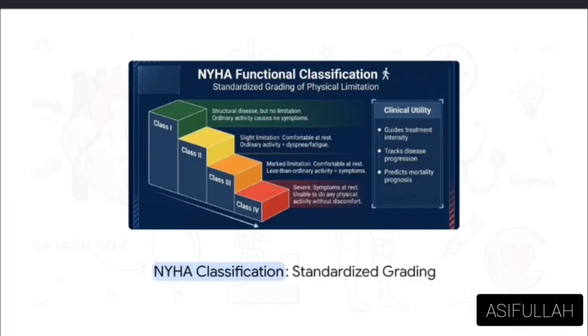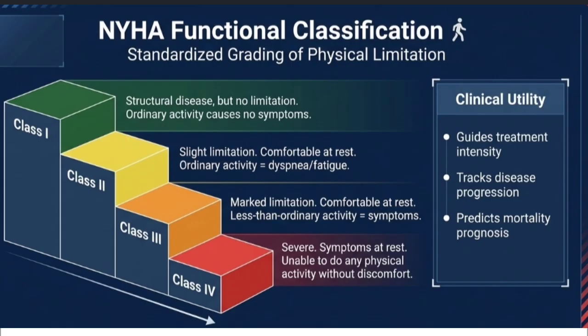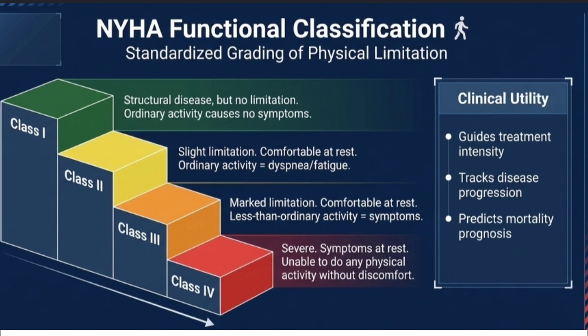Think of this classification like a staircase tracking the progression of the disease. At class 1, there is structural disease, but ordinary activity doesn't cause any symptoms. Take a step down to class 2, and you start seeing slight limitation. Class 3 is a big drop. Even less than ordinary activity causes symptoms. In class 4, that is the absolute bottom of the stairs. The patient is totally unable to do any physical activity without discomfort. We rely heavily on this grading to figure out how intense our treatment needs to be, to track how they're doing, and to predict prognosis.